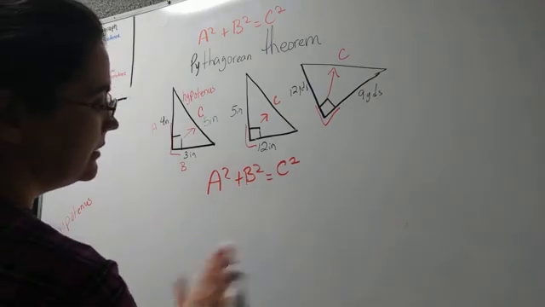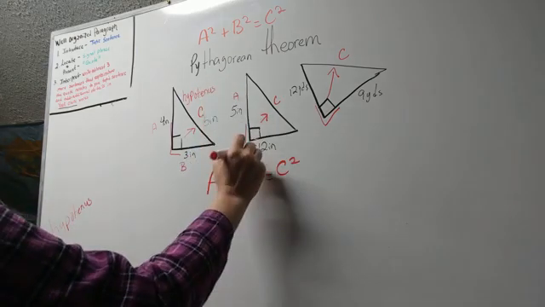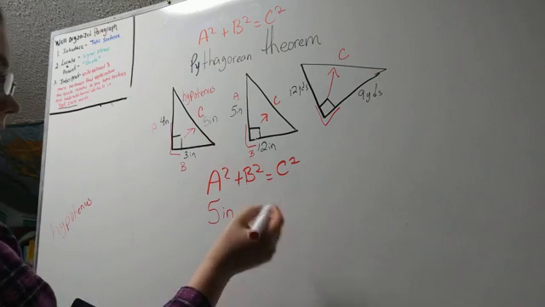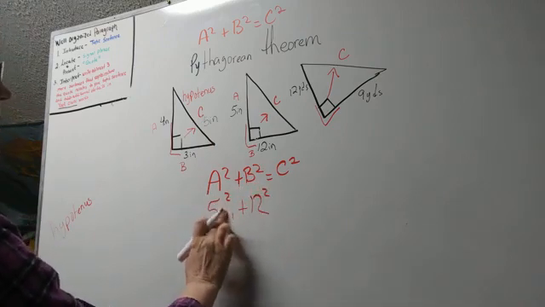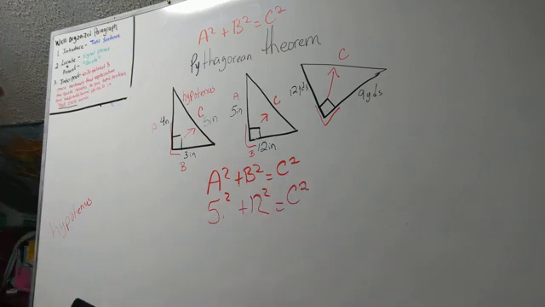Now let's do these other two problems. And you can pause this video and try to work it on your own. See if you can come up with the answer, and then you can watch this and we'll check it afterwards. So here it tells us I have A. So this is A and this is B. So A is 5 inches and B is 12. So that means I'm going to have 5 squared plus 12 squared, which again is going to equal C squared, because I don't know C.